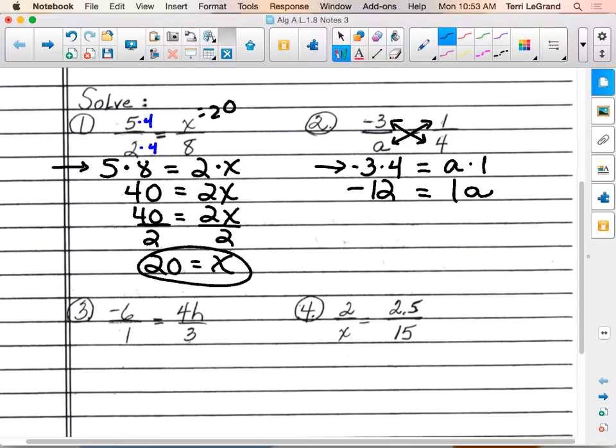Okay, what would be our last step then? Divide both sides by 1, yeah. -12 will get divided by 1. 1A will get divided by 1. These guys will cancel. What is -12 divided by 1? -12. Yeah, so does dividing by 1 really change anything?